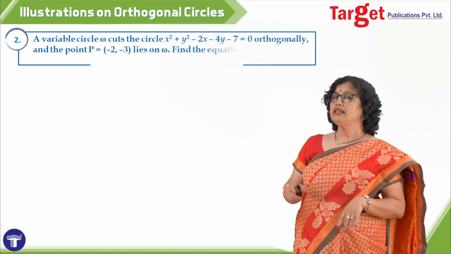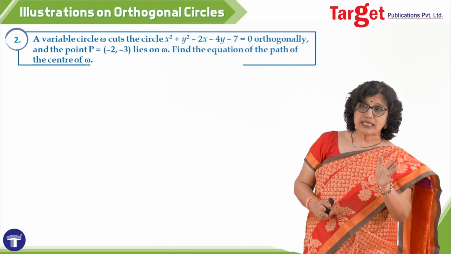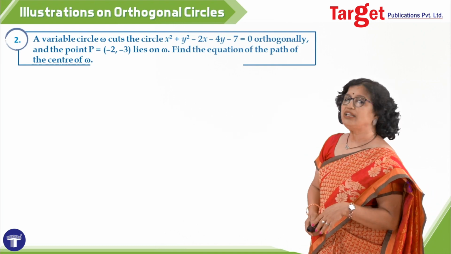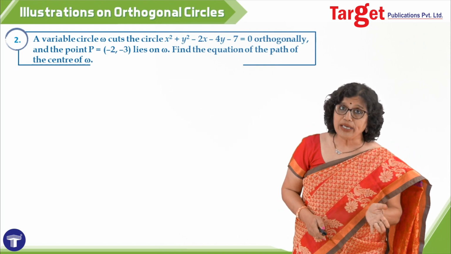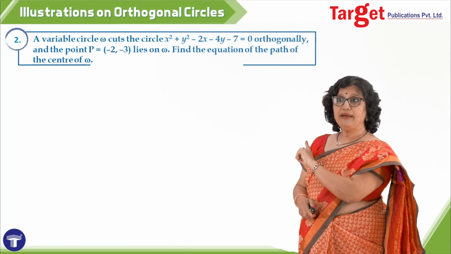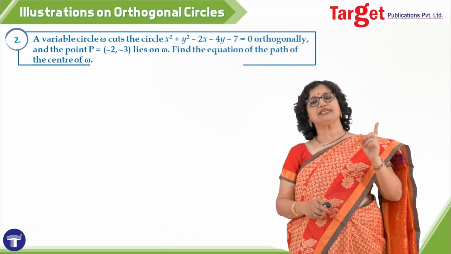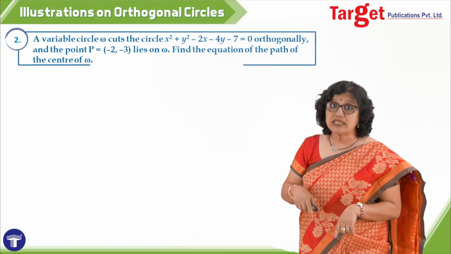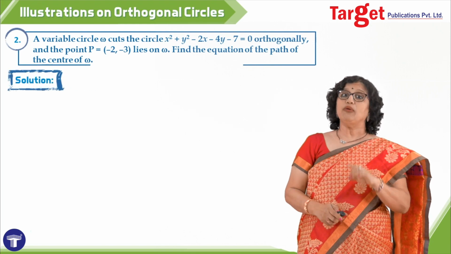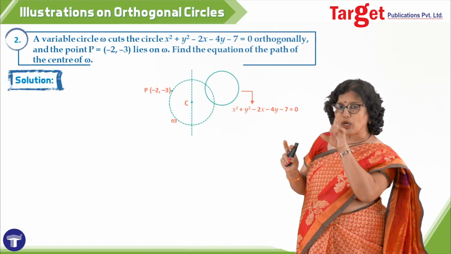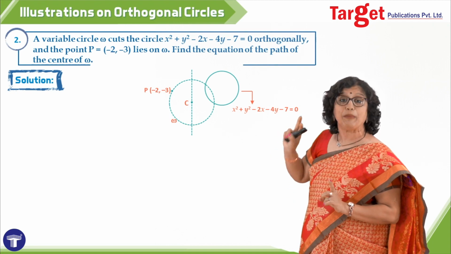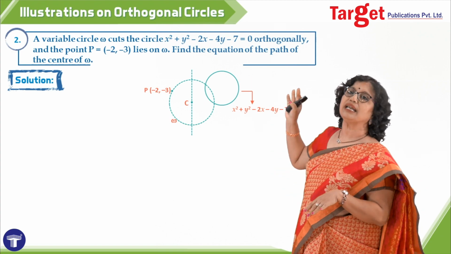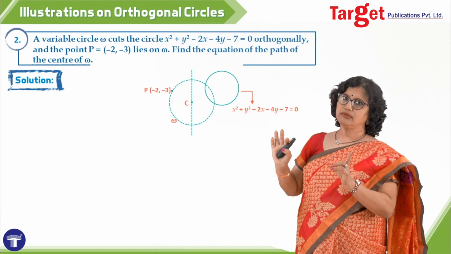And the next one is that a variable circle omega cuts the circle x square plus y square minus 2x minus 4y minus 7 equal to 0 orthogonally, and the point minus 2 comma minus 3 lies on omega. Find the equation of the path of the center of omega. Now omega is a circle which meets the given circle orthogonally. So this is given information. So that dotted circle what I have shown, that is omega, which meets the given circle orthogonally, and minus 2 comma minus 3, that point I am naming here as P, is shown on circle omega.